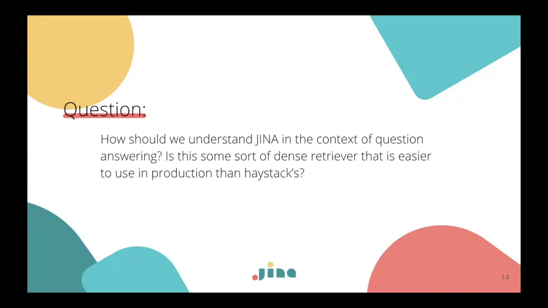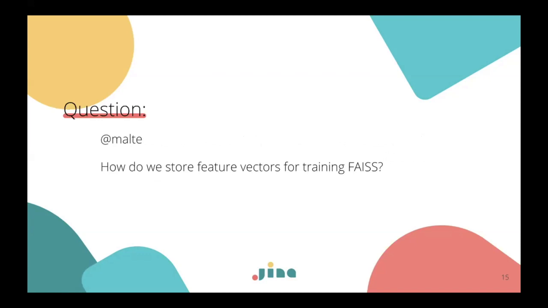All right. Yeah. Thank you. Thanks for the part. Okay, here come some questions for Malte. So how do we store feature vectors for the training phase? So I suppose you mean for the indexing phase.